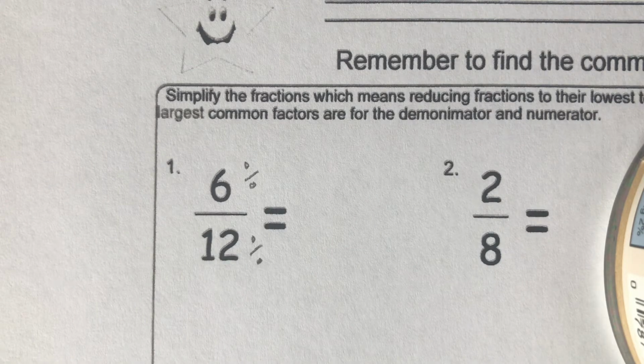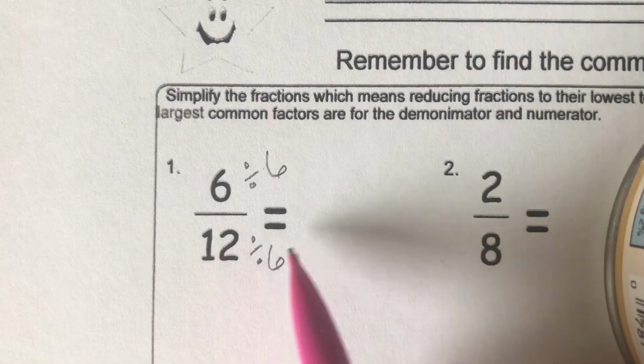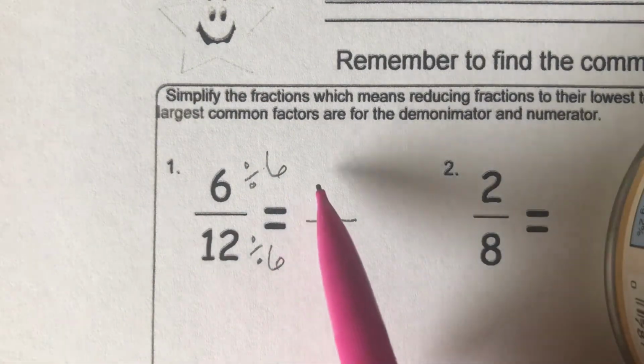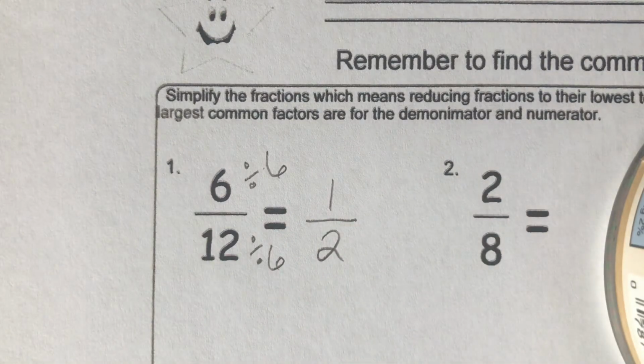So, well, 6 goes into 12. So we're going to divide the numerator by 6, and divide the denominator by 6. So we are left with 1/2. So 6/12 is equivalent to 1/2. We also say that it simplifies to 1/2.